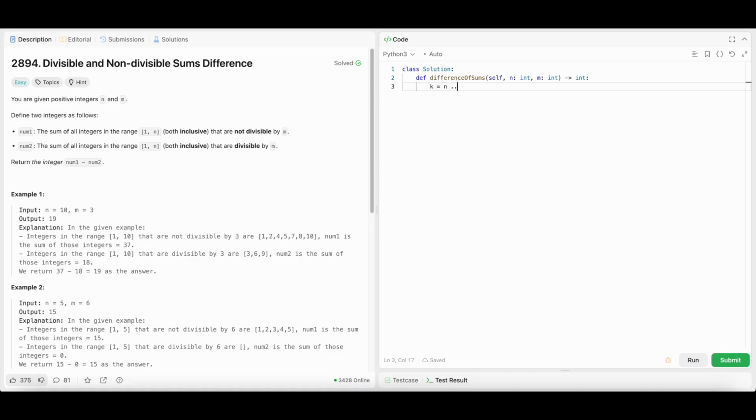So first we will do k is equal to n floor division by m, and the total would be n times n plus 1 divided by 2, but we can do floor division here, to prevent the result from being a decimal. And now num2 will be k times k plus 1 floor division by 2 also, and times m. So yeah, we only do floor division because we want an integer and not a 0.0. And num1 will be total minus num2, and we can return num1 minus num2, and that would be our result.